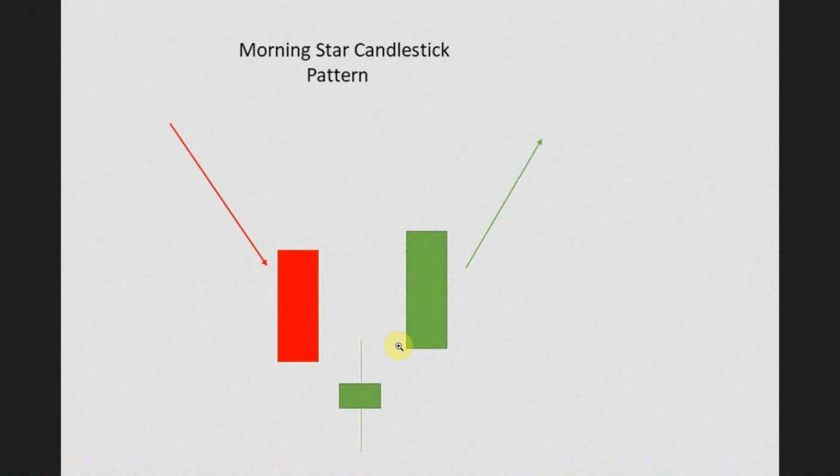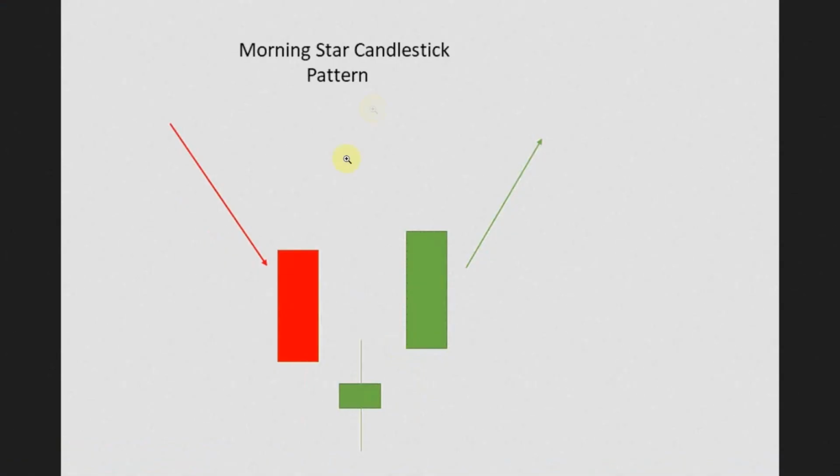The morning star is a multiple candlestick chart pattern which is formed after a downtrend, indicating a bullish reversal. It's made of three candlesticks, the first being a bearish candle, the second a doji, and the third being a bullish candle. The first candle shows continuation of the downtrend. The second candle being a doji indicates indecision in the market.